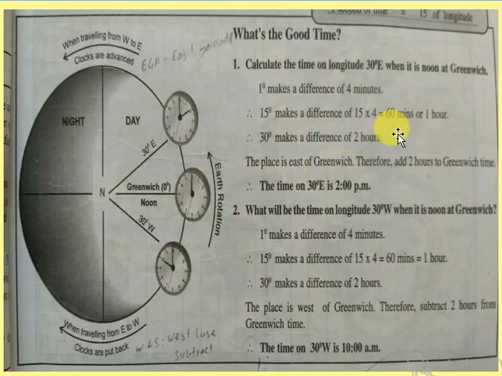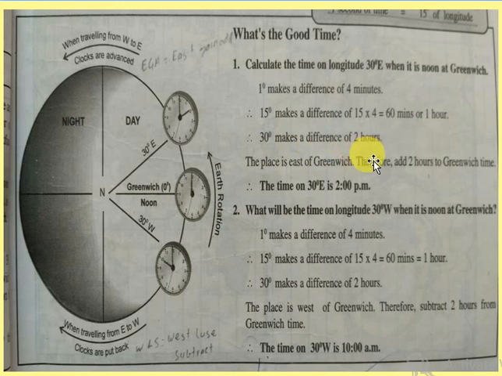So 15 degrees makes a difference of 15 into 4, 60 minutes, 1 hour. 30 degrees will make a difference of 2 hours. So follow the same process. For places east of Greenwich, we discussed that when we move towards the east, we have to add 2 hours to Greenwich. So the time at 30 degrees east is 2 p.m.